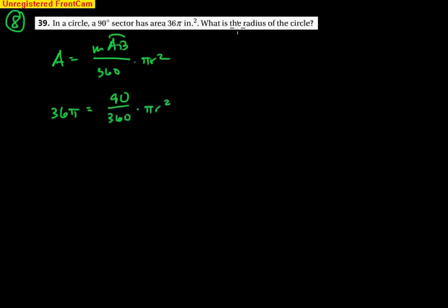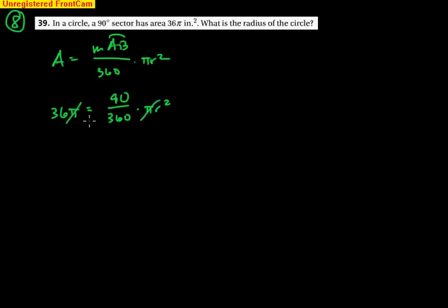It says in a circle, a 90-degree sector has area 36 pi, inches squared. What is the radius? So this is again another work backwards problem, okay? So remember, area of a sector is the measure of the arc over 360 times the area formula, pi r squared. So in this case, they give you the area. The area is 36 pi. The measure of the arc is the angle measure, 90 over 360, times pi r squared. And of course, they want the radius, so that's our r.